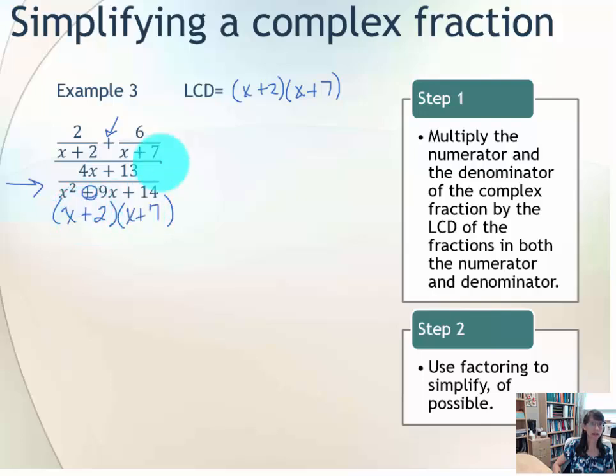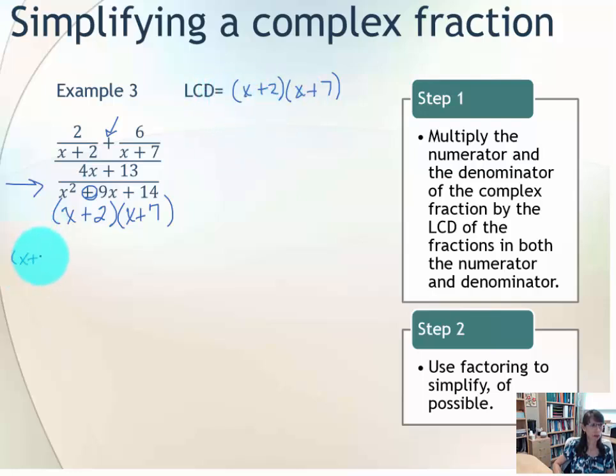Also, now these factors are already the same factors as what we have from our other denominator. So when we factor x squared plus 9x plus 14, it will factor into the binomials quantity x plus 2 times quantity x plus 7. So it looks like we already have identical factors in our lowest common denominator. So what we're going to do is multiply all of the terms in the numerator by these two quantities.